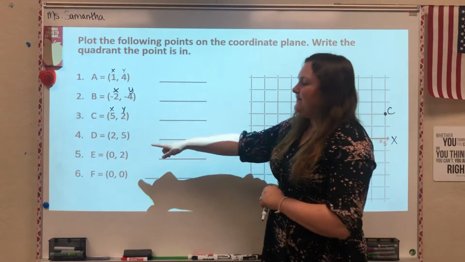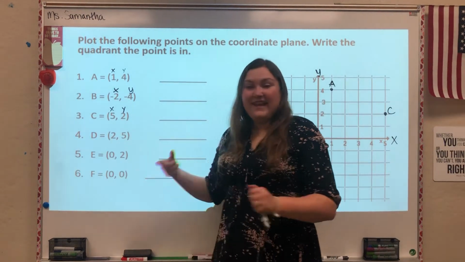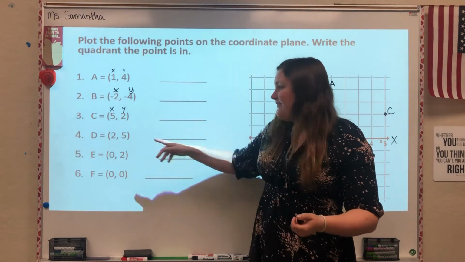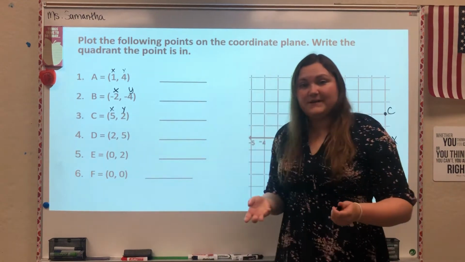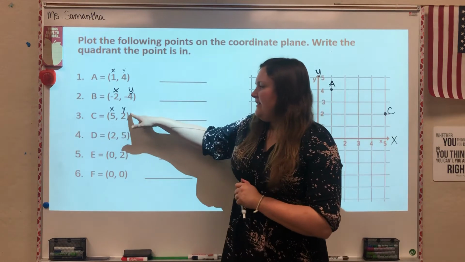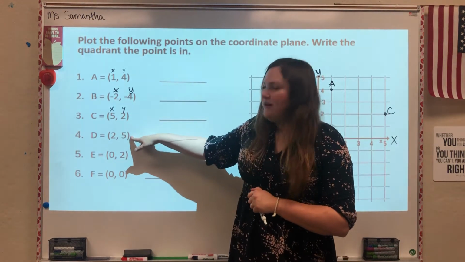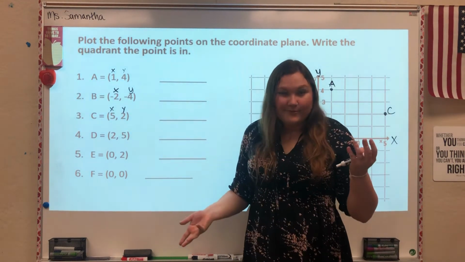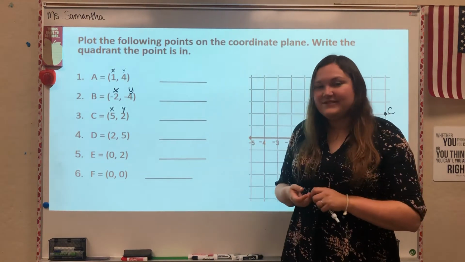Now looking at number 4, point D, it looks pretty similar, right? I've got a 2 and a 5, a 2 and a 5. It's the same numbers. Do you think this point and this point are the same? Yes or no? Why or why not? Go ahead and answer that now.